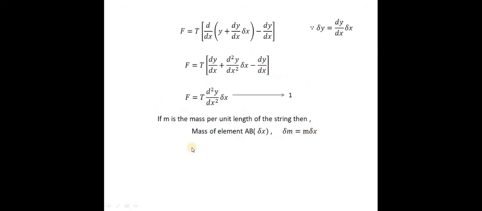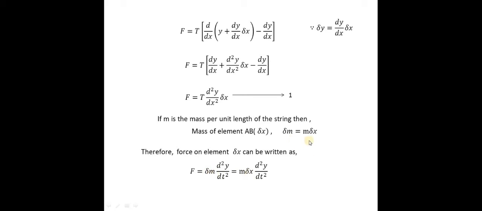So from the definition of the resultant force, we can write the resultant force on the element del x is equal to the mass of the element into the double differentiation of the displacement of the string along the y-axis with respect to time, which can be further written as this. That is, in place of del m I have written m del x from here. So this is equation number 2.